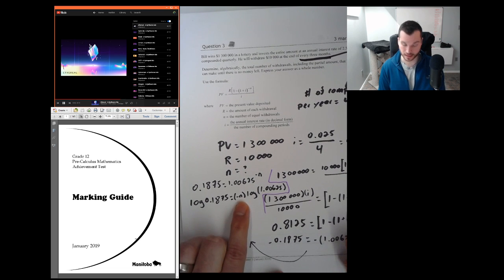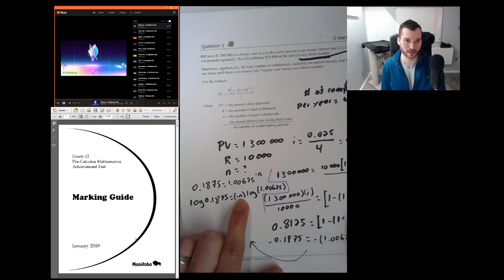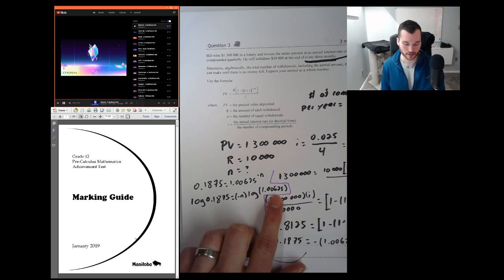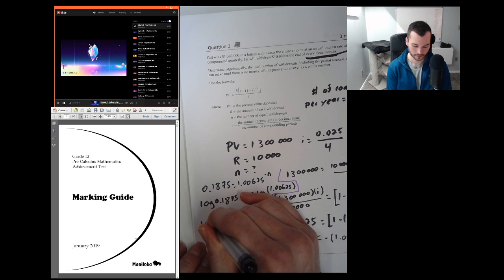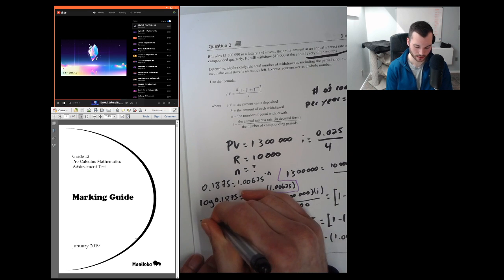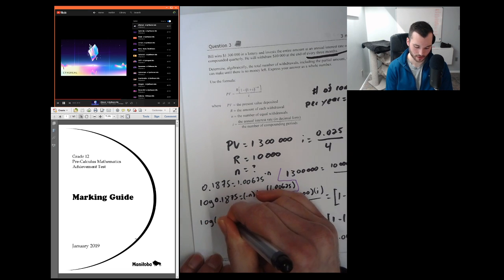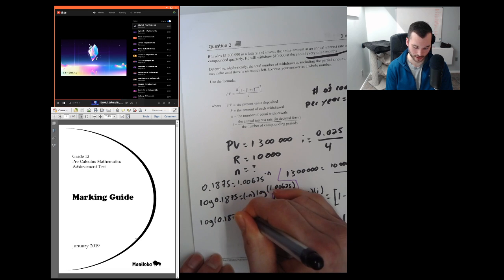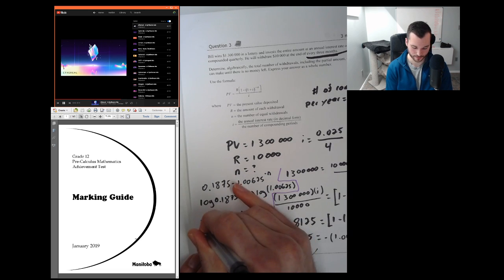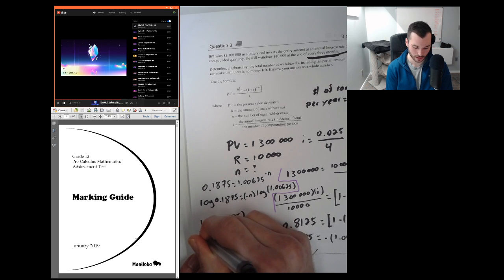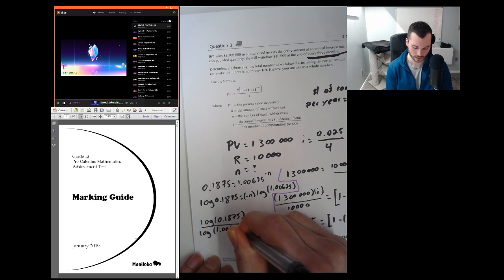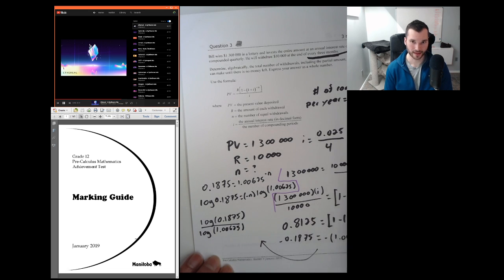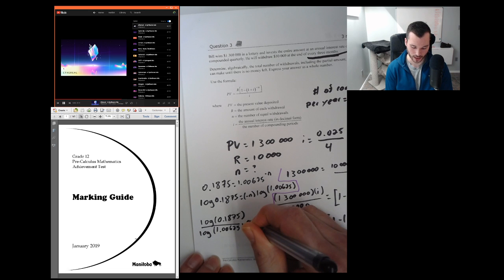Once again, I'm going to keep on going with this. I'm just going to isolate for this negative n here. So I'm going to divide both sides by the logarithms. You would get another mark for this right there. And then your final mark is coming from actually evaluating what this is going to be. Log 0.00625, and this is all equal to negative n.